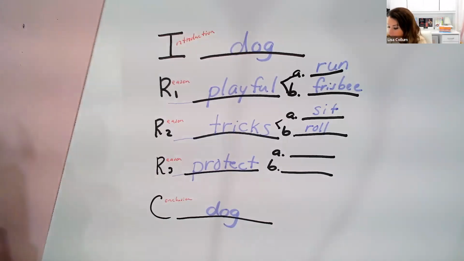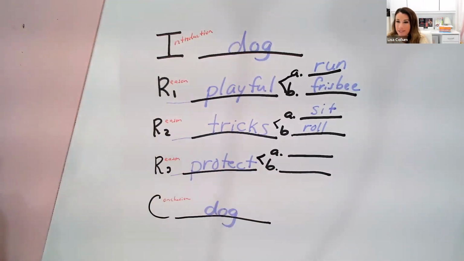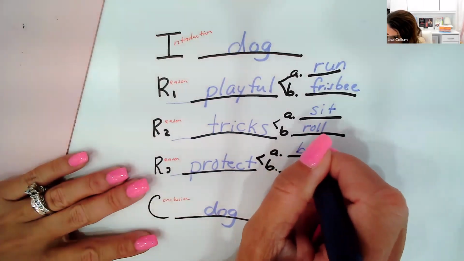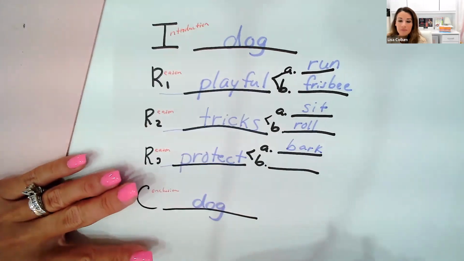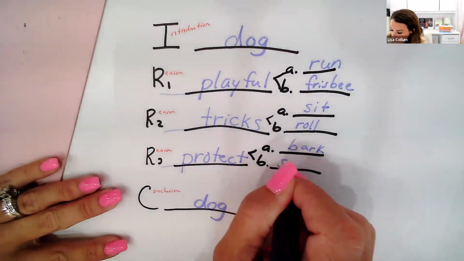And then for protect, how do they protect you? I've got to give you two details or examples about how they protect you. Well, I know they'll bark if there's somebody they don't know around. And also, if you're going for a walk or a run, you can bring a dog to help keep you safe.